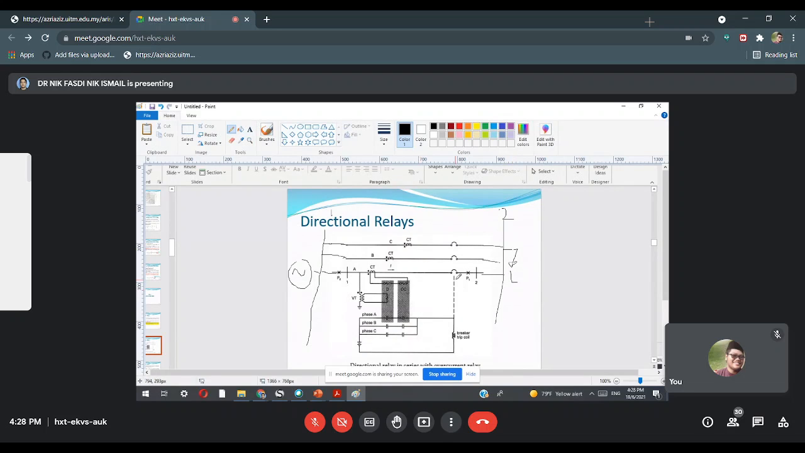So what happen? Fault kat sini. Ingat, current daripada mana? Daripada sini ke sini, kan? Current flow sini ke sini, kan? Betul. Okay, so bila berlaku normal operation, current flow, kita consider sebagai forward lah.